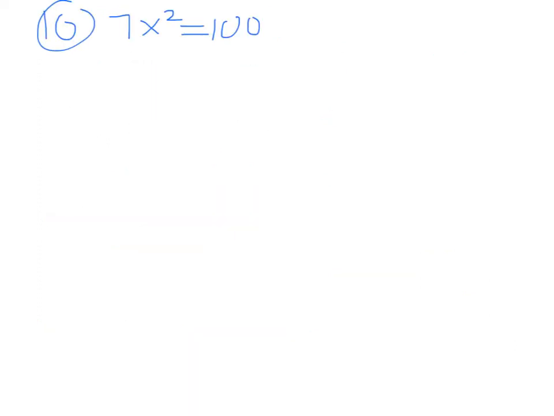So if you're in the CP class, this is going to be your last problem. If you're in the honors, we actually have 2 more after this. So the first thing I do for this problem is I'm going to divide everything by 7. That gives me x squared equals 100 over 7. From there, I am going to take the square root of both sides.